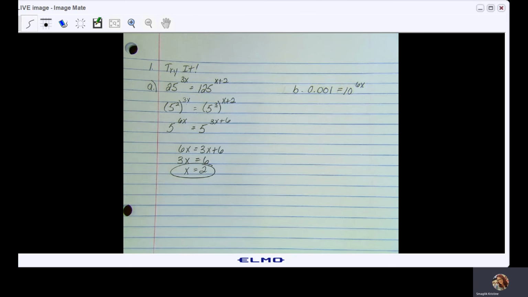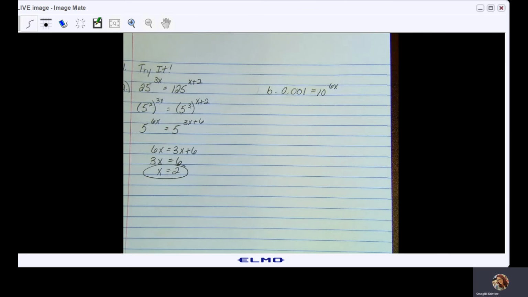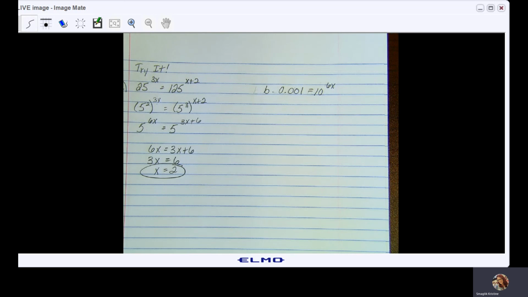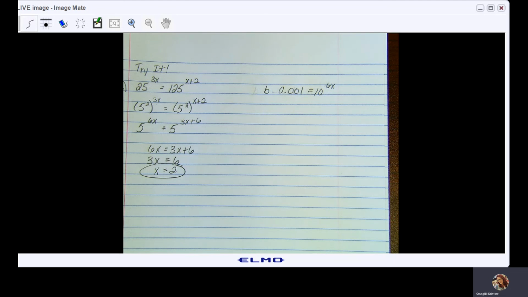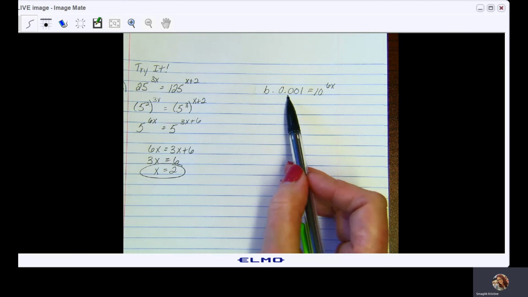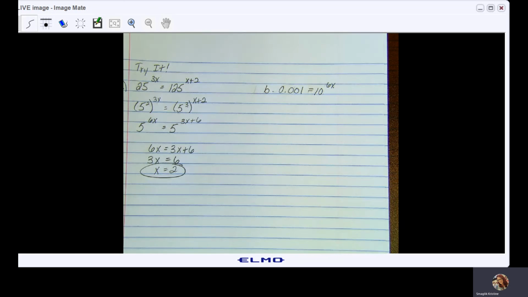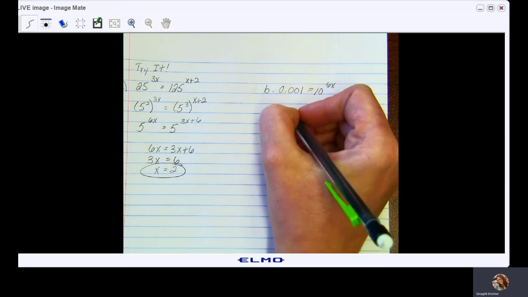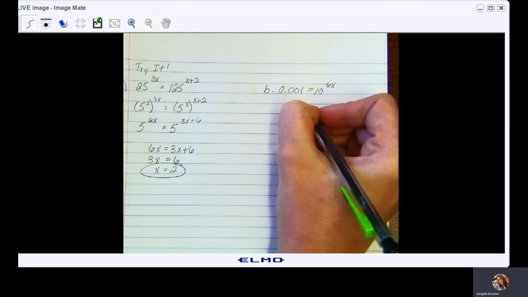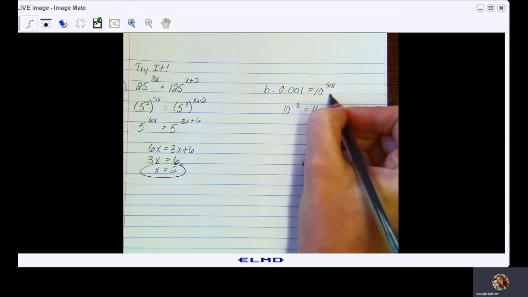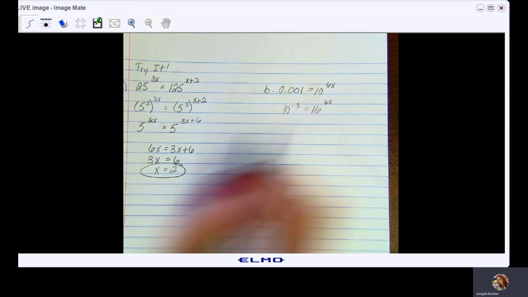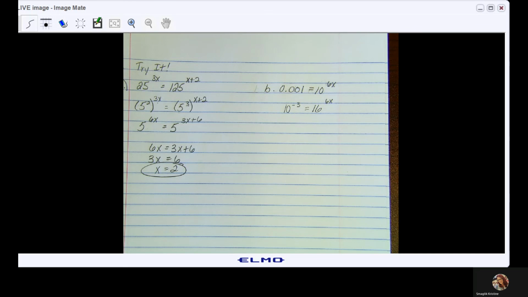And now let's take a look at b. On b, I've got this decimal, and the right side of the equation is already written with a base of 10. How can I write this decimal with a base of 10? My decimal moved to the left if I had a whole number. So we can say this is 10 to the negative third power equals 10 raised to the 6x.